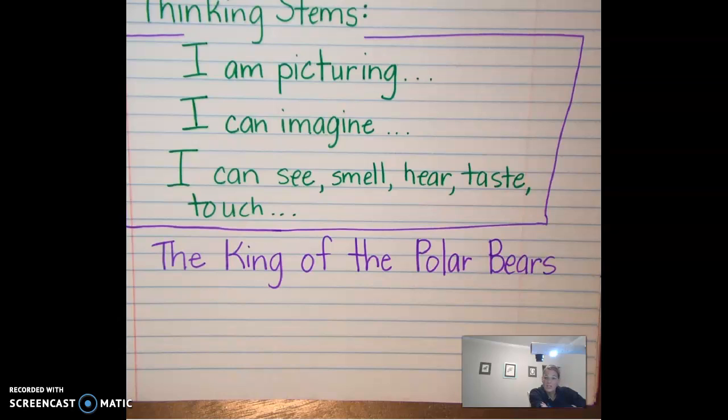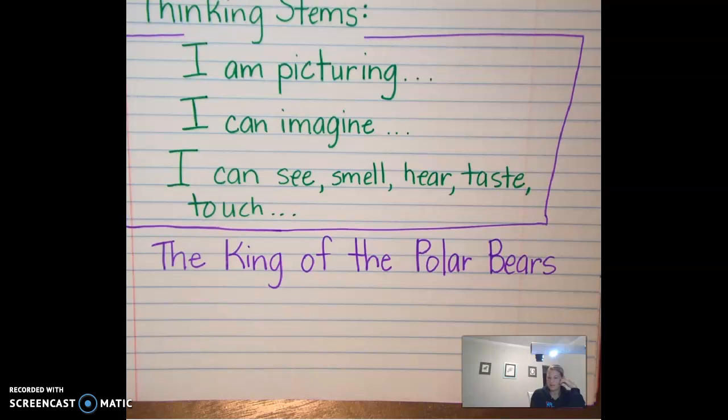So again, we have a change in setting. The story started in the cavern, okay? We moved to this big field of ice, and now he is nearing the water where the gulls are, and they're eating their fish and they're feasting.